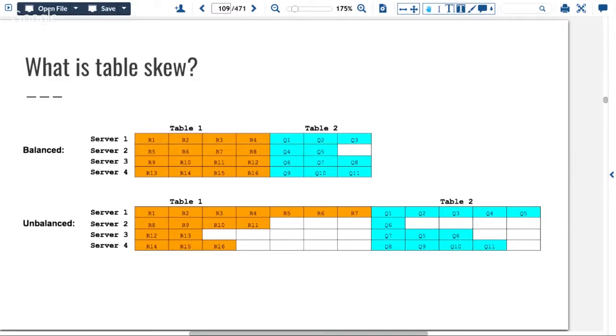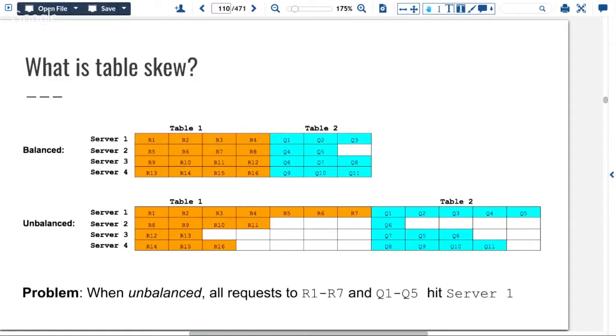So in the first situation, it's pretty balanced because each server hosts roughly the same number of regions from each table. Now, in the second situation, we can see that server 1 here hosts a disproportionate amount of regions from both table 1 and table 2. And even if it just had a disproportionate amount from either one of those tables, the issue is that requests to any of those regions from table 1 or table 2 are going to overload that one region server while the other servers aren't doing as much work. So table skew, the problem is basically what I just said there.